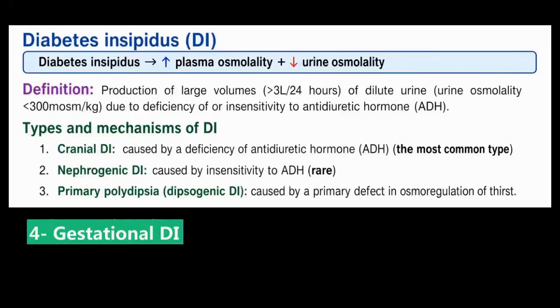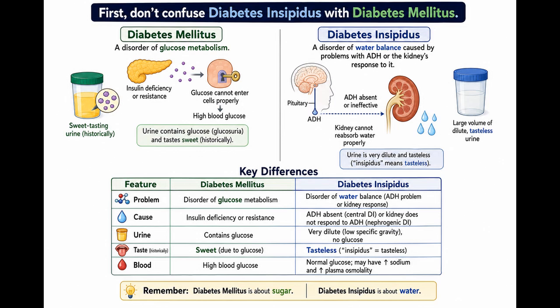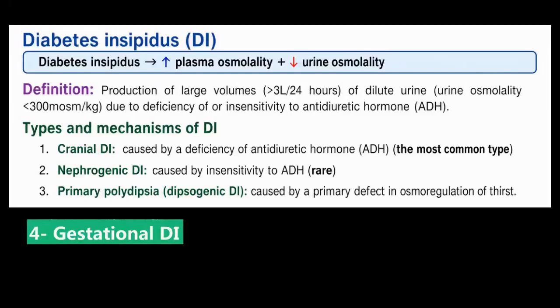Today we'll discuss diabetes insipidus. First, don't confuse diabetes insipidus with diabetes mellitus. Diabetes mellitus is a disorder of glucose metabolism. Diabetes insipidus is a disorder of water balance caused by problems with antidiuretic hormone, ADH, or the kidney's response to it. The word insipidus means tasteless, referring to the urine, unlike diabetes mellitus where the urine contains glucose and tastes sweet historically. Key physiological changes.